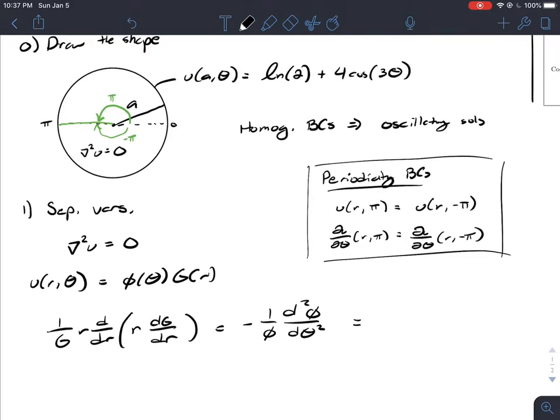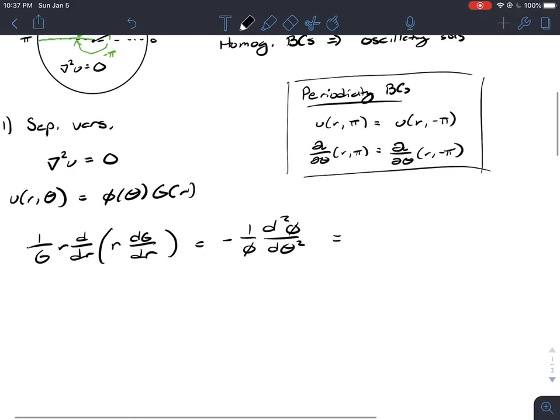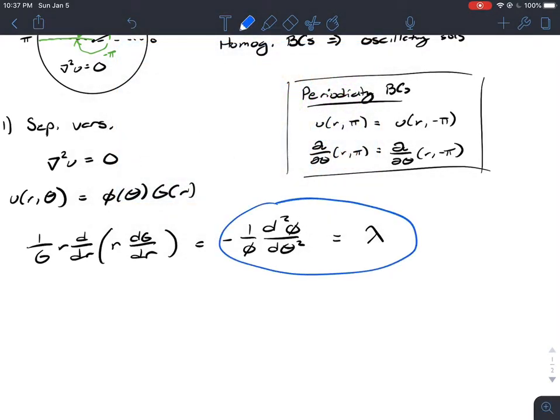So the periodicity boundary conditions are homogeneous boundary conditions. Consequently, we're going to want oscillatory solutions in theta. And in order to get oscillatory solutions in theta, we're going to want our separation constant to be positive. Because if we look at the right-hand side of this equation, what I'm circling in blue right now, this will result in imaginaries that we can then convert into sines and cosines. So that's how we go about that.